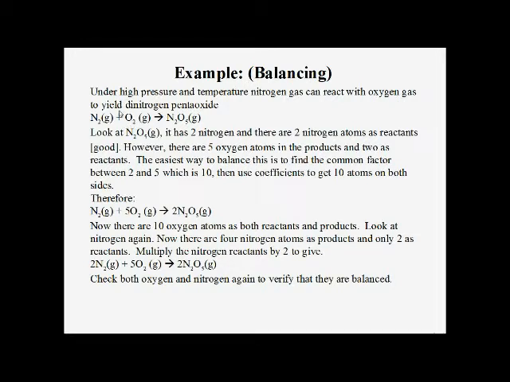So we're going to multiply our O2 by 5 and our N2O5 by 2. By doing that, our oxygen is balanced, but now we have unbalanced the nitrogen. So to balance the nitrogen, we need a 2 in front of the reactant nitrogen, and now we have a balanced equation.